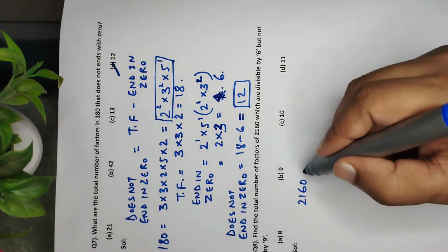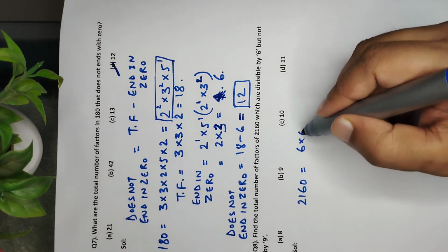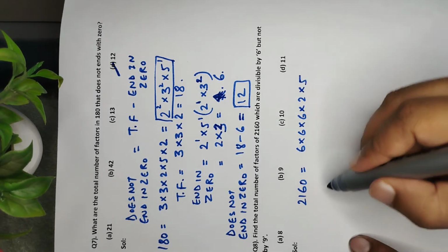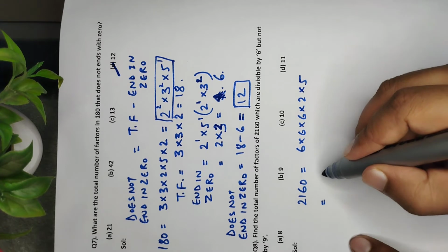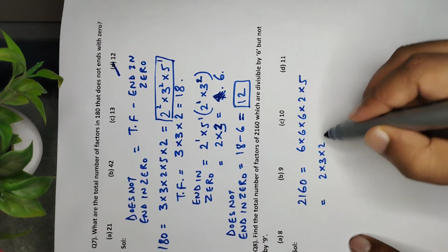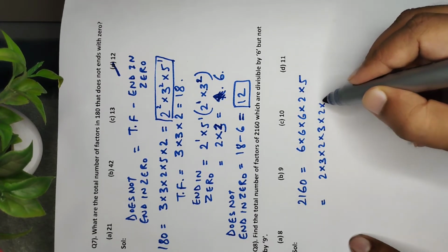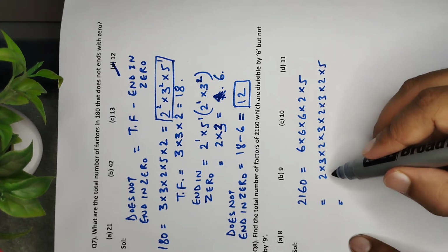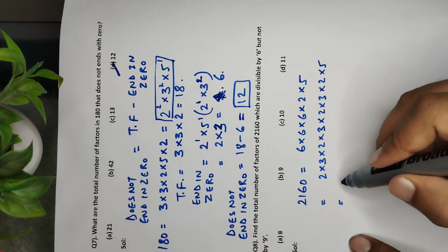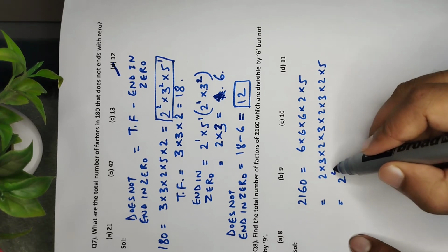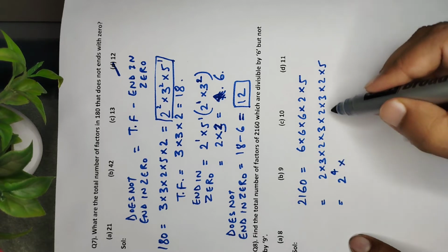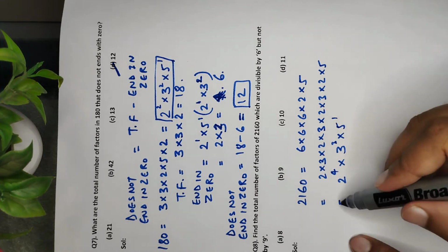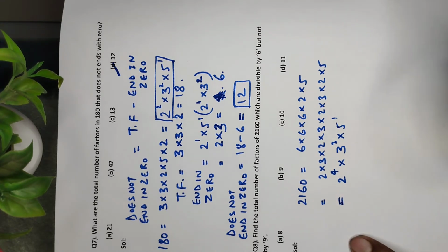Now 2160 is 6 cube times 10, so I can write this one as 6 multiply 6 multiply 6 multiply 2 multiply 5, and then this further can be written as 2 raised to the power 4 multiplied by 3 raised to the power 3 multiplied by 5 raised to the power 1. So this is how I factorize this number.